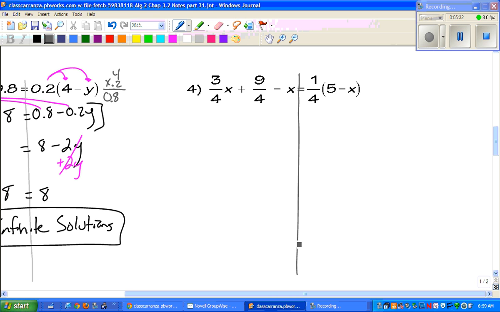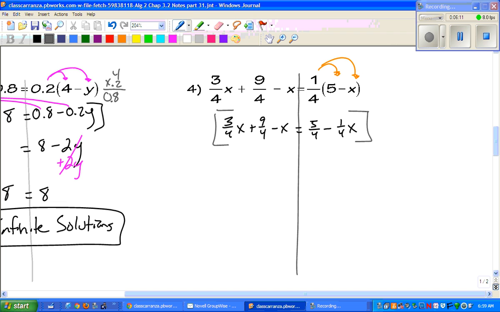And draw my line down the middle. On the right-hand side, we're going to distribute. Now on the left-hand side, we could combine like terms with the x's, but they're not both fractions, so we're going to wait a step. And I'm just going to copy all of that down, and we're going to get rid of it in our next step. 1/4 times 5 is actually 5 over 4 minus 1/4 times x, which is 1/4 x.